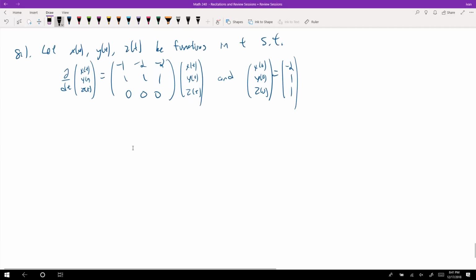Okay, so how do we do this? Well, we just take this matrix and we have to find the eigenvalues and eigenvectors. So the determinant of this: negative 1 minus lambda, negative 1, negative 2; 1, 1 minus lambda, 1; 0, 0, negative lambda. Okay. There's actually a way of solving this problem by using the trace and the determinant method. Yeah. Is it negative 1 minus lambda, negative 2, negative 2? Oh, yeah. Thank you.